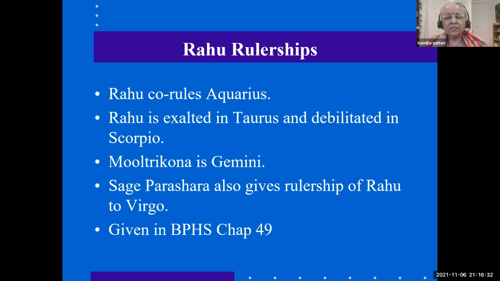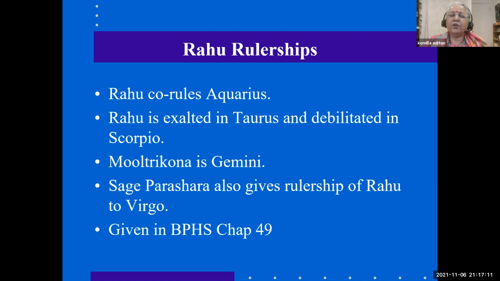Now, this is very interesting because Sage Parashar does not give it at the beginning of the book, but in the chapter on the dashas. And last year, my main course was on Vimshottari Dasha. So in that chapter, he talks about Rahu's rulership of Virgo. And this is given in BPHS chapter 49, and this is the Sagar edition. There it is. So you can look it up for reference for yourself as well.